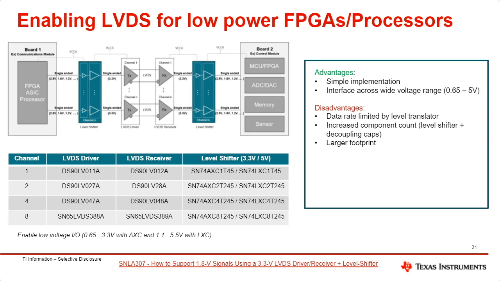So the way you can implement this, instead of configuring the full I/O bank to support a higher voltage and sacrifice on processor performance, is to implement a level shifter along with the LVDS devices. And so I have this table below that highlights some of those level shifters that can be used directly with LVDS to support a wide range of voltages. This could range from 0.65 volts all the way up to 5.